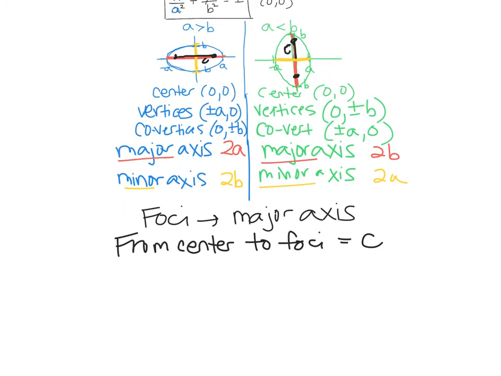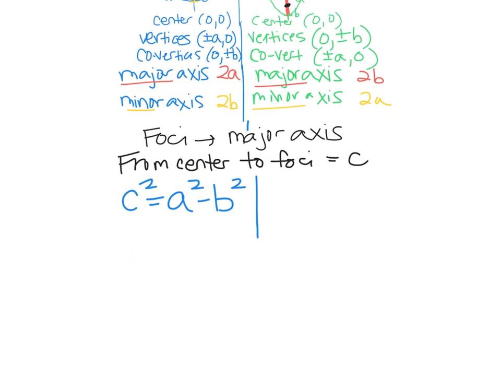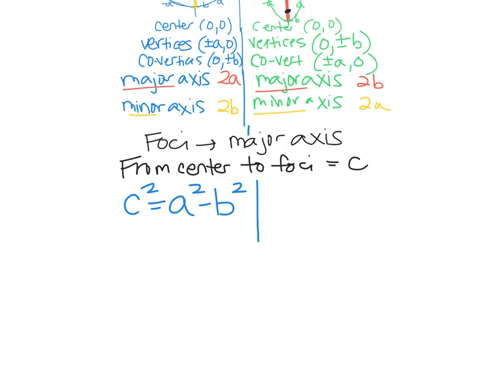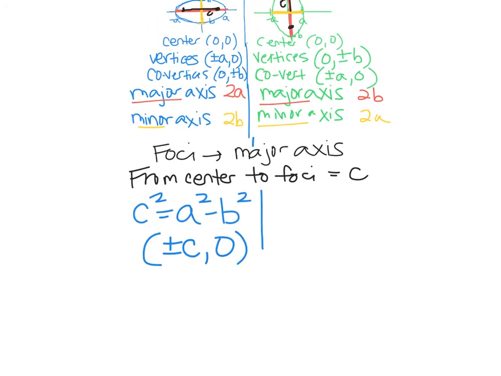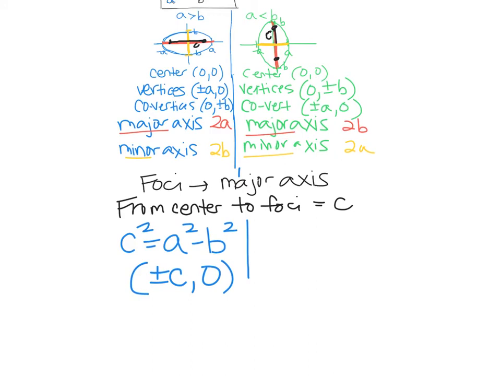Okay, this is going to be a little different here. So to find the foci, up here you would do C squared equals A squared minus B squared. Okay? So you always take the bigger number minus the smaller number, and then you'll get what C squared is. And so the foci would be at plus or minus C, 0. Now, if we're over here on the green side, C squared would equal B squared minus A squared.